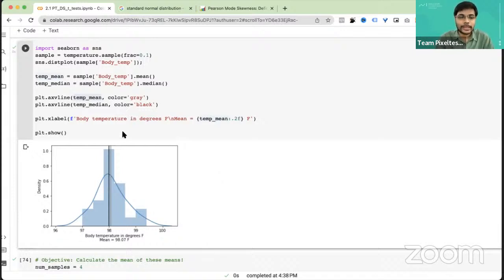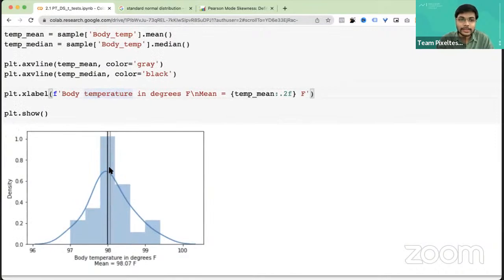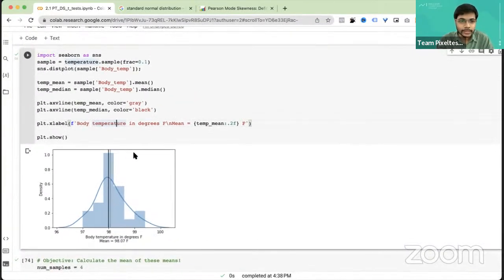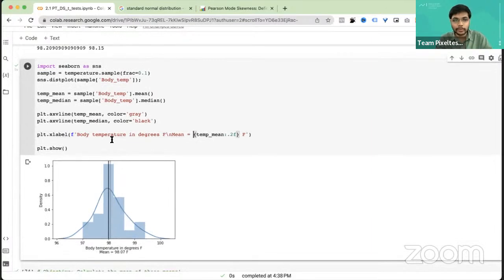Right, so it becomes easier. You don't actually have to see the numbers. You can visually see, okay, here the black line means median, and the median is lesser here than the mean. Right. So this particular line is just naming the temperature, saying body temperature in degrees, and whatever the mean is, we are trying to print it here. So 98.07 Fahrenheit is the mean, right? So now we are able to plot it here.